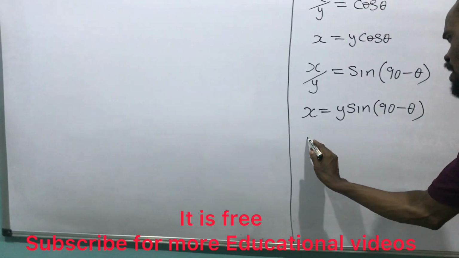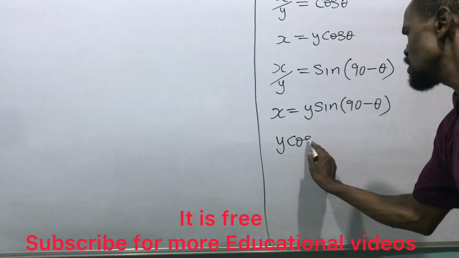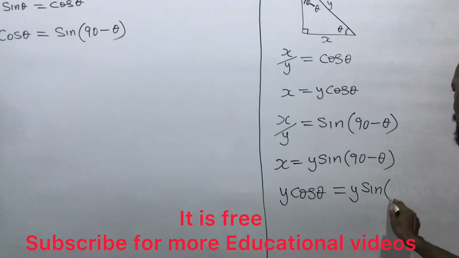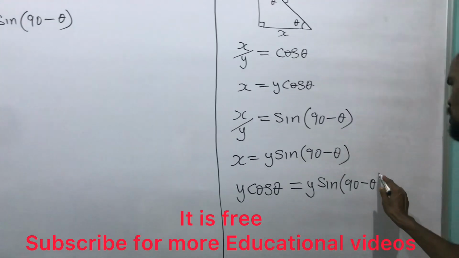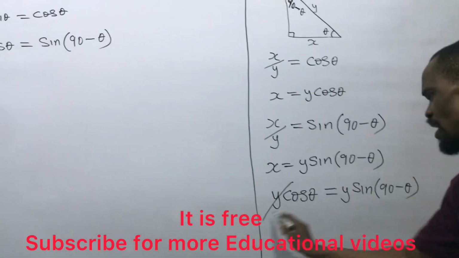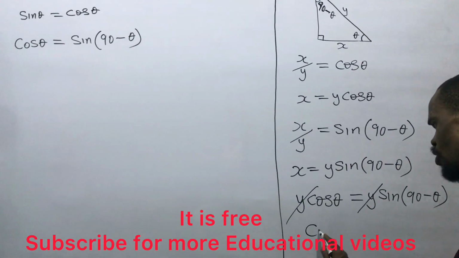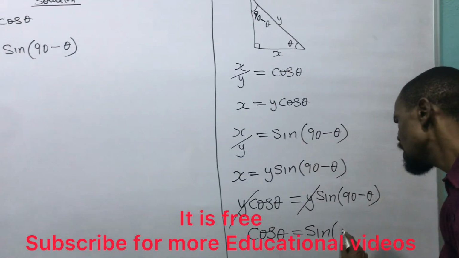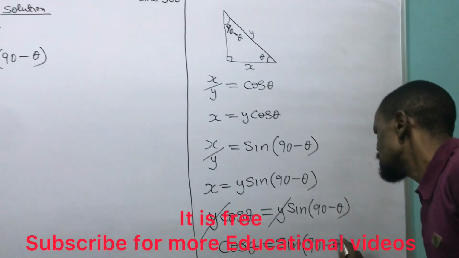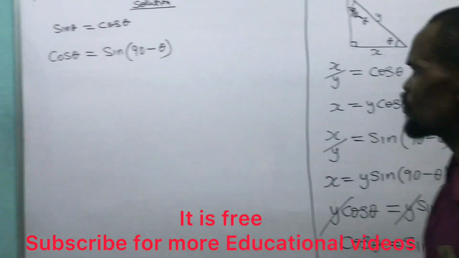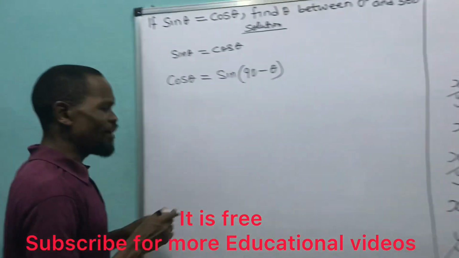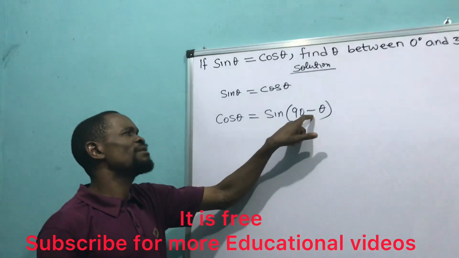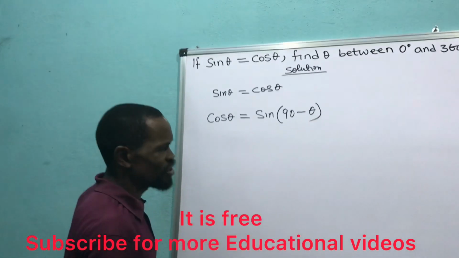Therefore, I can say that y cos theta is equal to y sine 90 minus theta. I can cancel this y, and I will have cos theta is equal to sine 90 minus theta. That's how we get it. This is how I get the relationship that cos theta is equal to sine 90 minus theta.